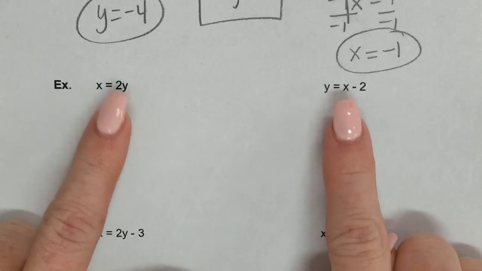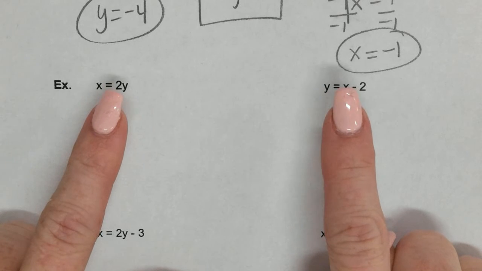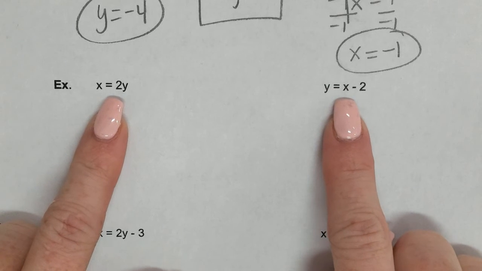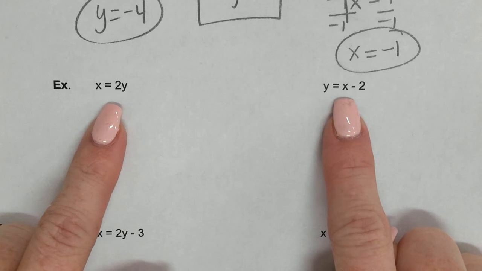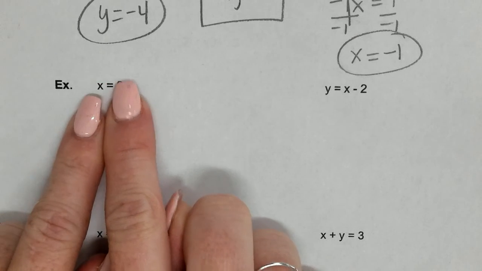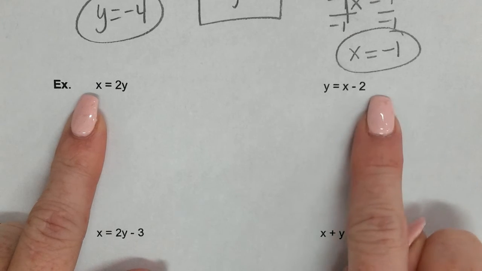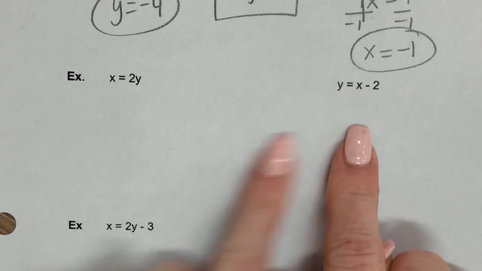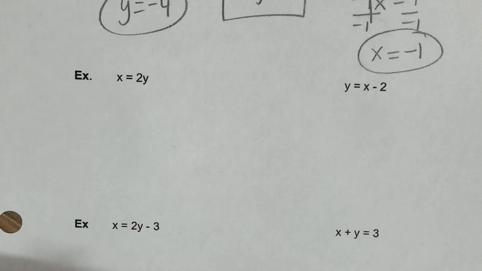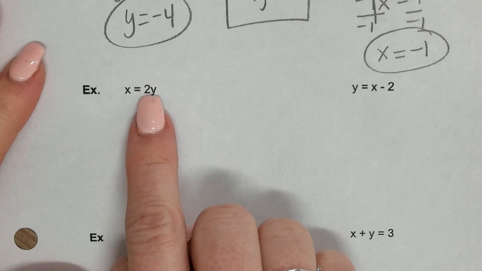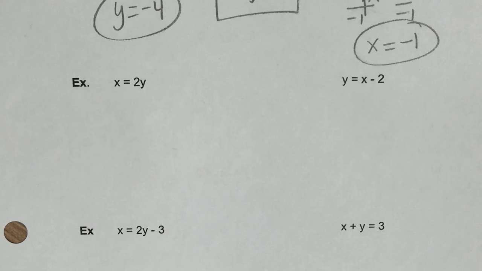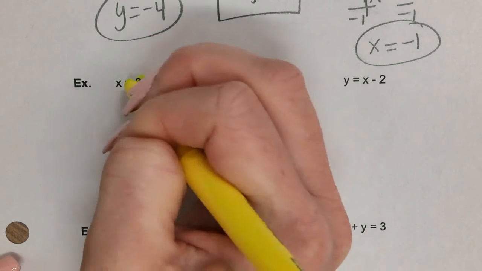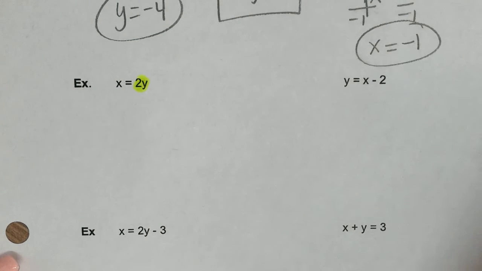Are one of these equations already isolated, or are both of them? Both of them are isolated. So I could take this and plug this in for x over here, or I could take this for y and plug it in over here. And I'm going to tell you which one's the easiest, is the one that doesn't have a plus and minus sign. But does it matter which way you do it? No. I'm going to take this and plug it in for what?